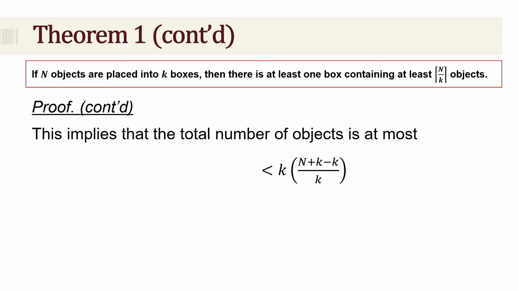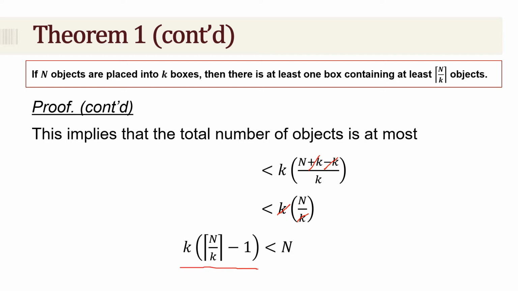Observe that pwede nating tanggalin yung k tsaka k dyan, which gives us k times n over k. Again, pwede nating i-cancel to kasi magiging 1 lang yan. Therefore, that is less than n. Di ba sabi natin kanina, eto yung maximum or at most number. Less than n siya. Sabi natin, di ba, n objects yung i-place natin sa k boxes, which is a contradiction. Thus, the theorem is true.